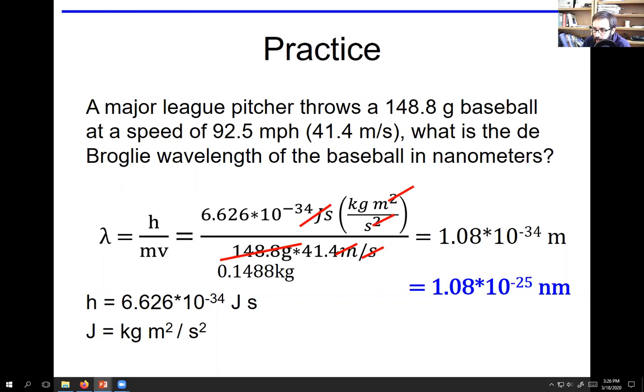That's way smaller than an atom. That's way smaller than any subatomic particle. In fact, quantum mechanics tells us, which we'll see in the next video, you're never going to be able to design any piece of scientific equipment that could ever detect such a small wavelength. So quantum mechanics tells us that a baseball does have its own unique wavelength, and that it's 1.08 times 10 to the minus 25 nanometers. But guess what? You're going to have to use faith to prove that, okay?